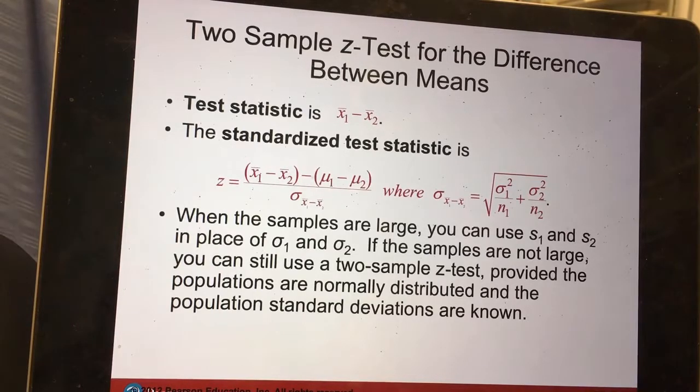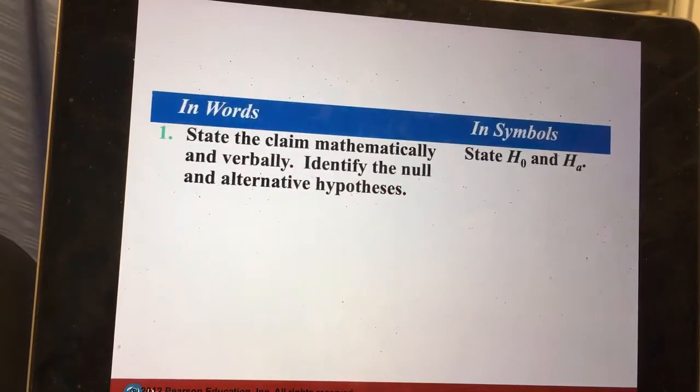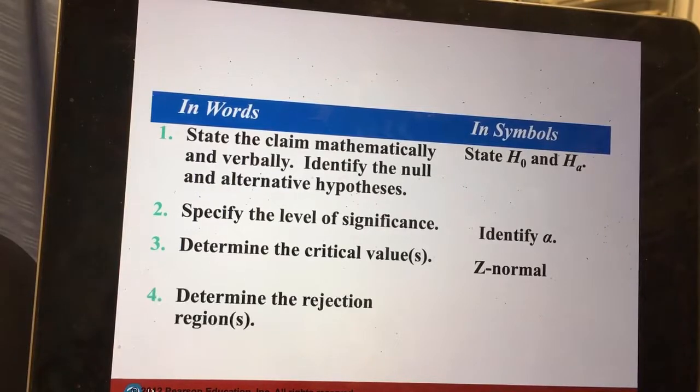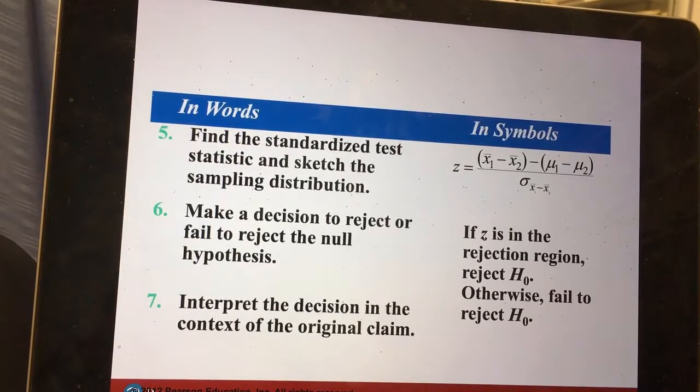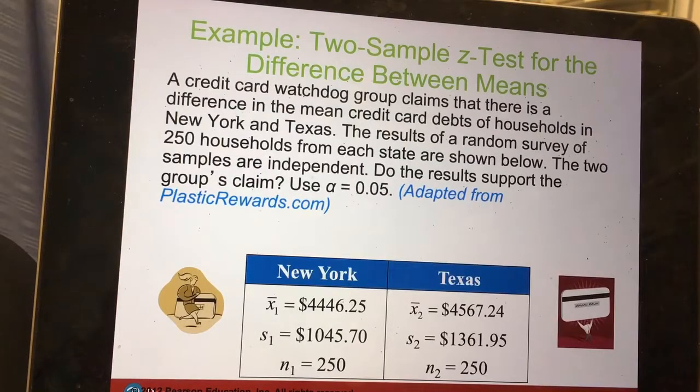But guess what? Again, you don't have to do all the math. You get to use your technology for z-normal. So we're going to use a two-sample z-test. Two-sample z-test for the difference between means.